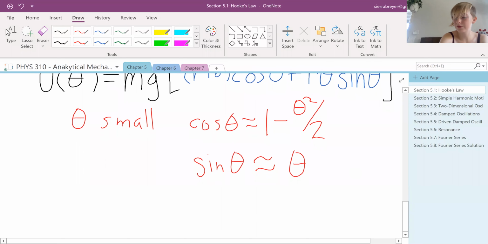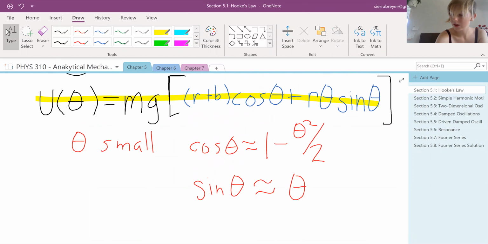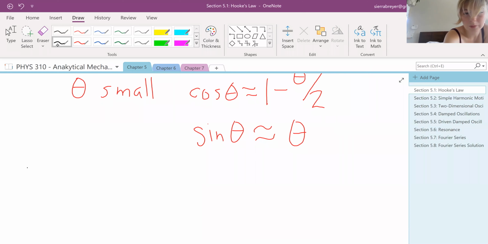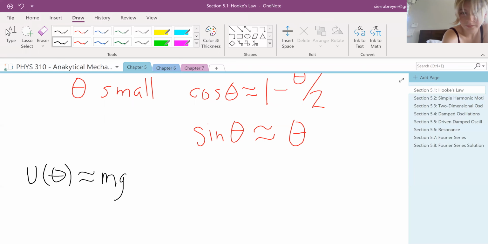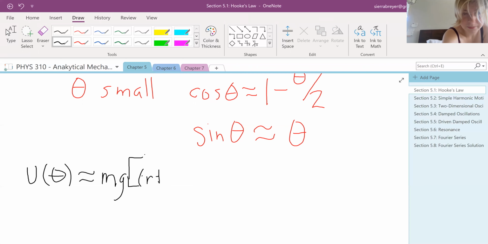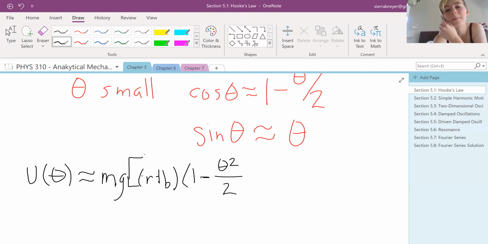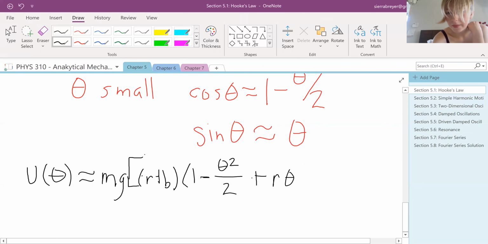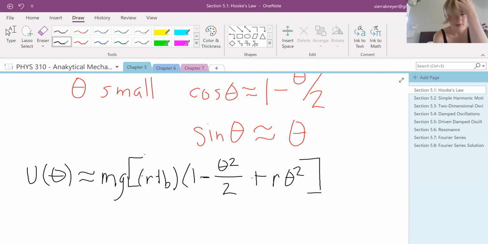So from there, we're going to rewrite this equation right here with the approximations. So we'll end up with u of theta is approximated by mg times r plus b times 1 minus theta squared over 2, plus r times theta squared. And then we're going to distribute from there.